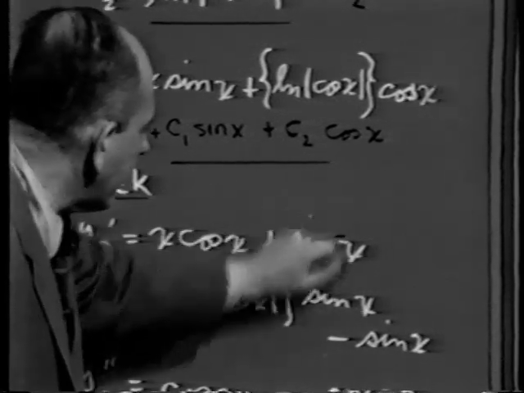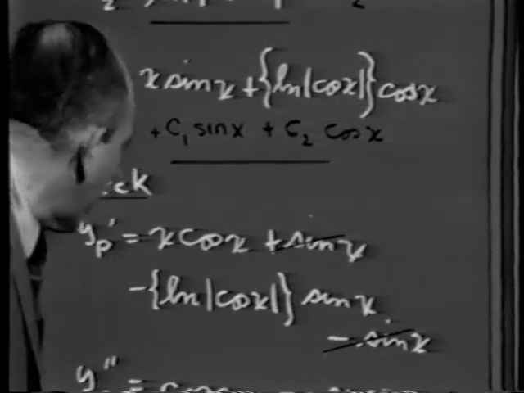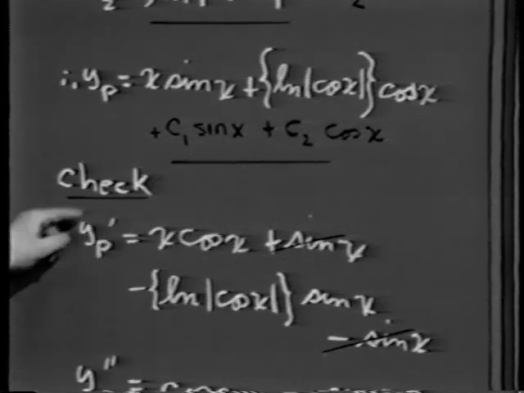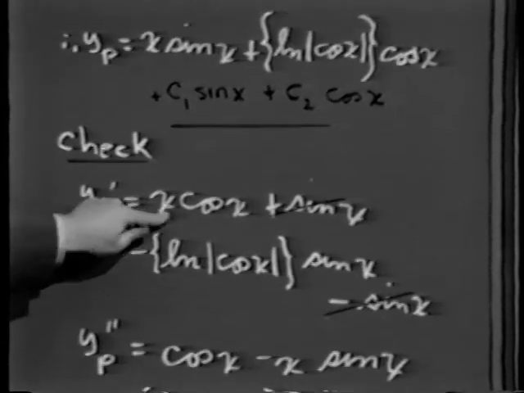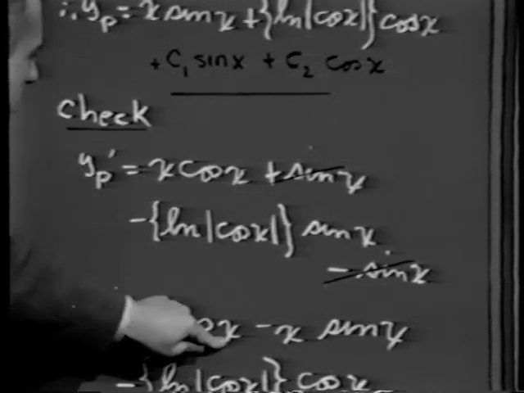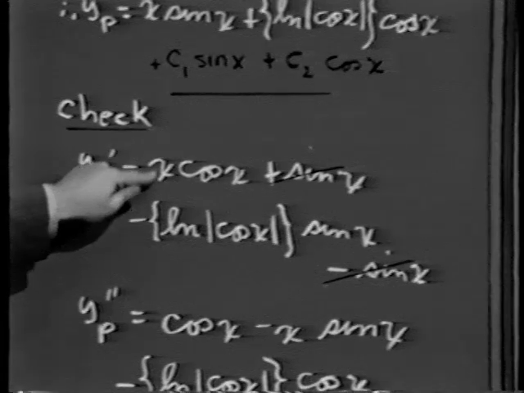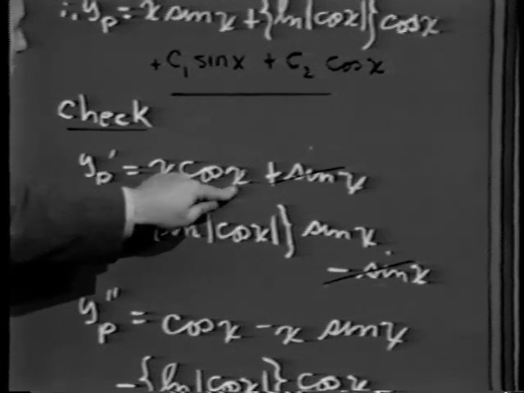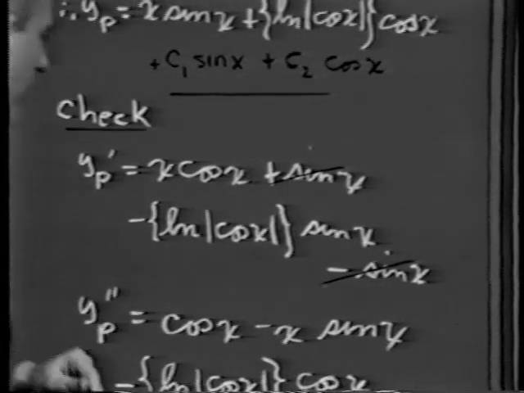If I now look at this, these two terms drop out. That's my yp prime. To find yp double prime, again, this is a product, so it's the derivative of the first times the second, that's cosine x, plus the first, which is x, times the derivative of the second, which is minus sine x. That gives me this term.